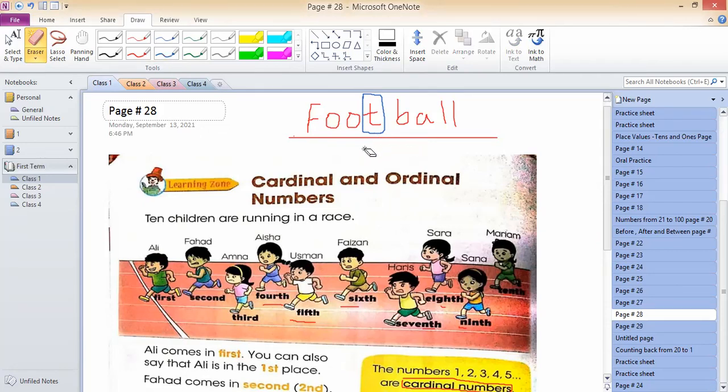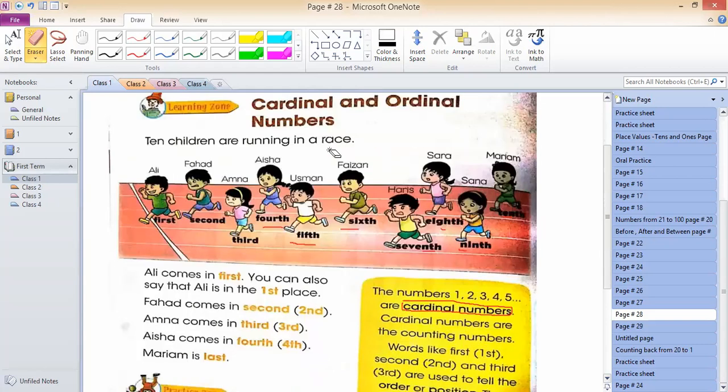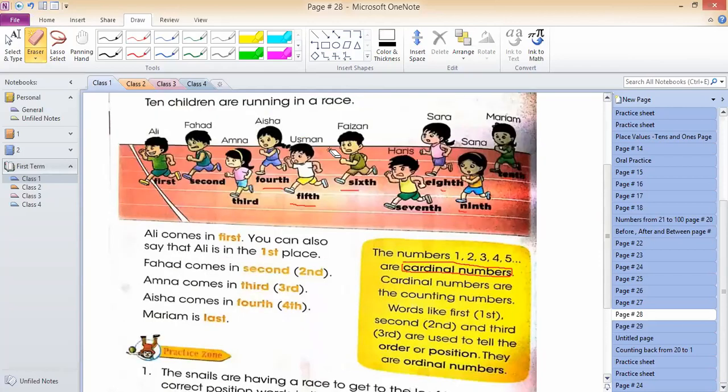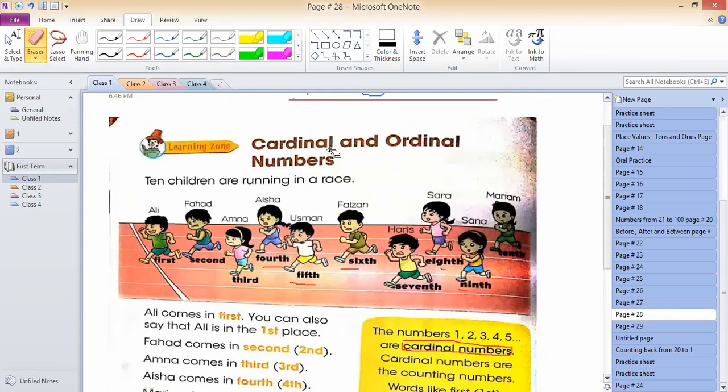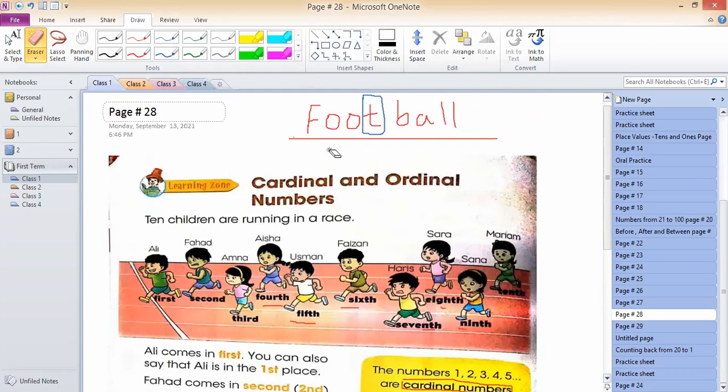Okay. So again, I repeat, guys, to count the number, we use cardinal. The numbers which we use for counting are cardinal numbers, and the numbers which are used to tell the order or position are ordinal numbers. All clear, guys?